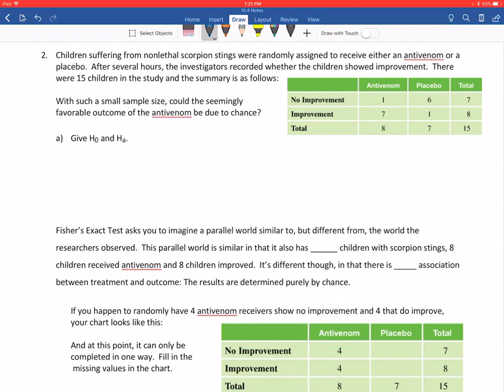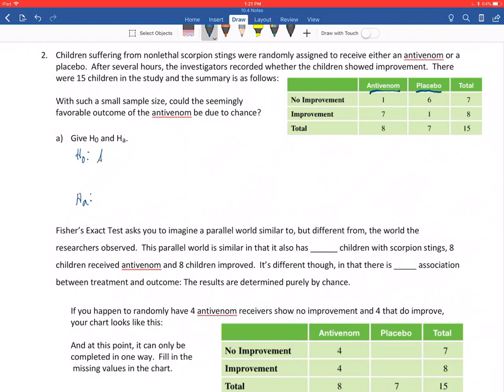So it asks, could the seemingly favorable outcome of the antivenom simply be due to chance? Look, 8 children total received the antivenom. 7 out of the 8 got better and only 1 didn't. Out of the placebo group, 7 children received it. Only 1 of them got better and 6 didn't. At a glance, we would want to say yes, the antivenom is working. But this is such a small sample that maybe this was just by chance. Maybe if we did this over and over again, this is not what we would see over and over again.